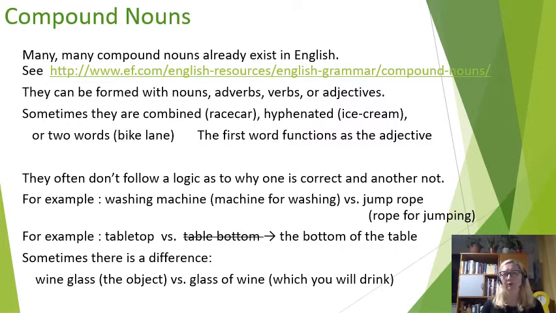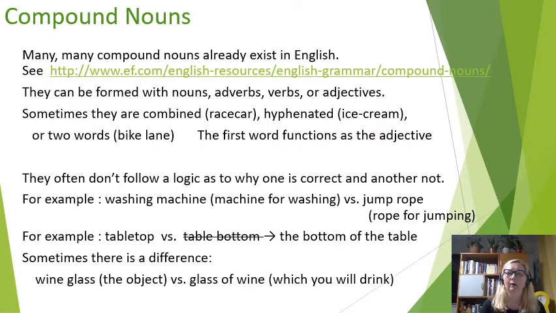So the first word describes what type of noun. So like it's a car, a race car is a car for racing or in a race. What type of cream? Ice cream. What is the lane for? Is for a bike. So the first word is describing or telling about the second word, which is the main noun.